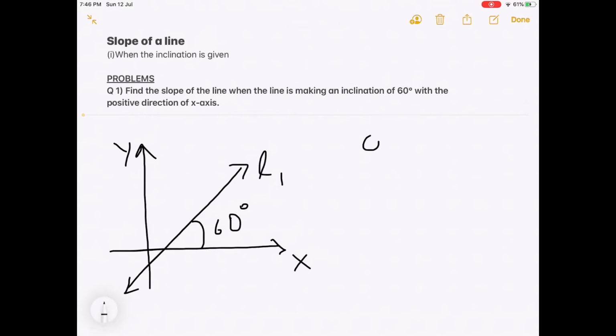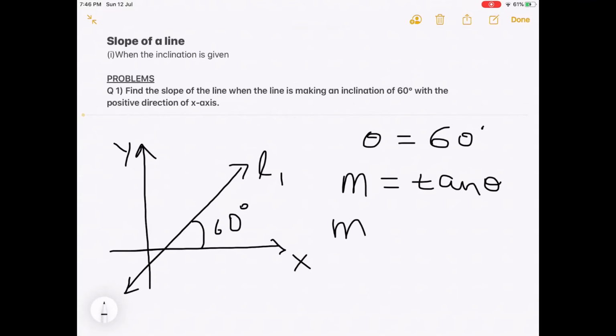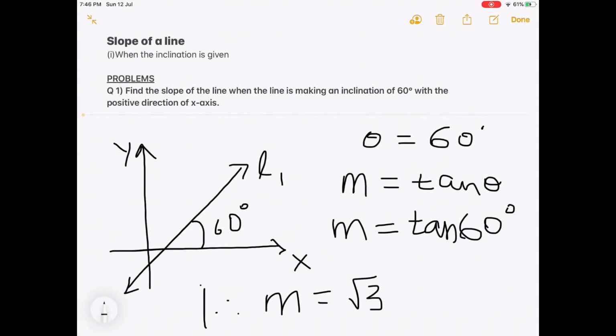So what do we know now? Theta is equal to 60 degrees. And what's the formula for finding the slope of a line? M is equal to tan theta. So M is equal to tan 60 degrees. So therefore M is equal to root 3 because tan 60 is equal to root 3.